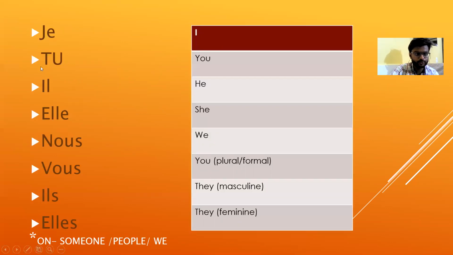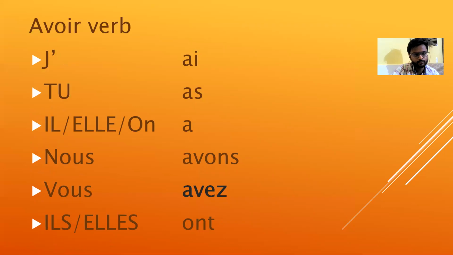All right. So the avoir verb. You all know what the subjects are: je, tu, il, elle, nous, vous, ils, elles. This thing we have already done in the last class. I hope you guys remember what the être verb is. So let's go and learn the avoir verb. The conjugation is j'ai, tu as, il, elle, on a, nous avons, vous avez, ils ont, elles ont.